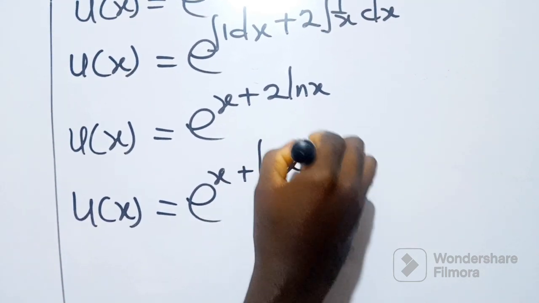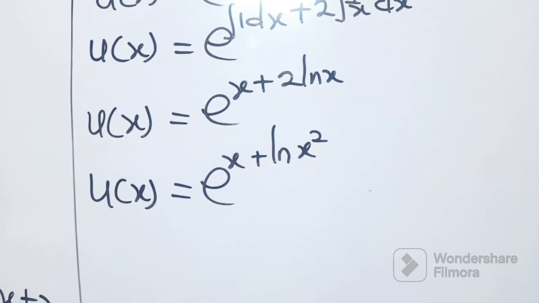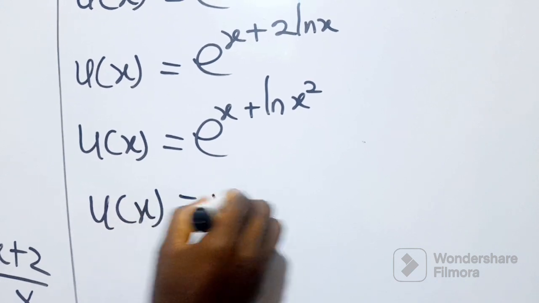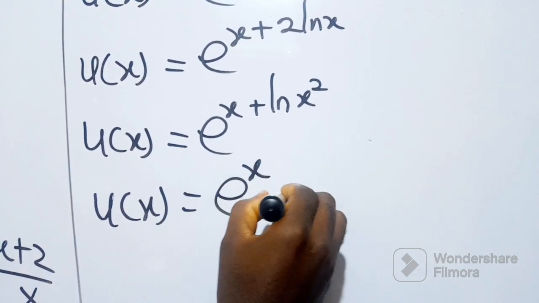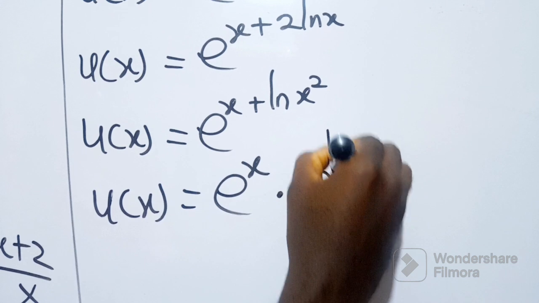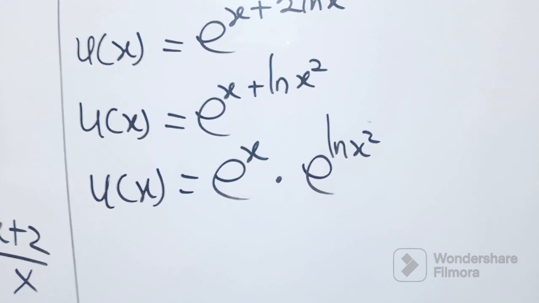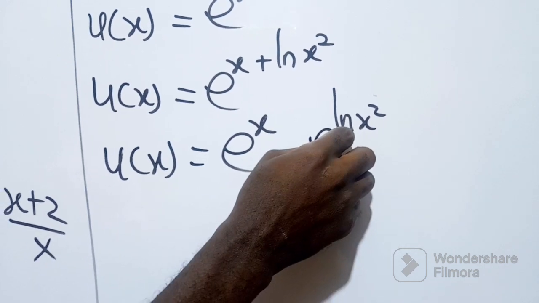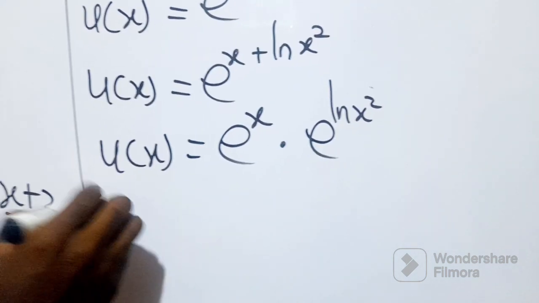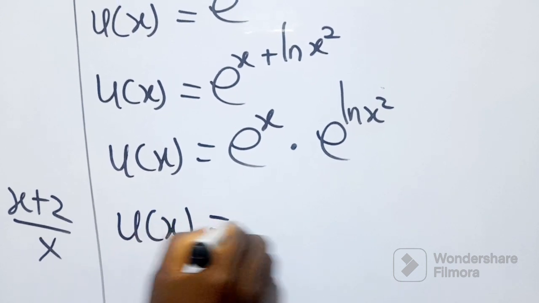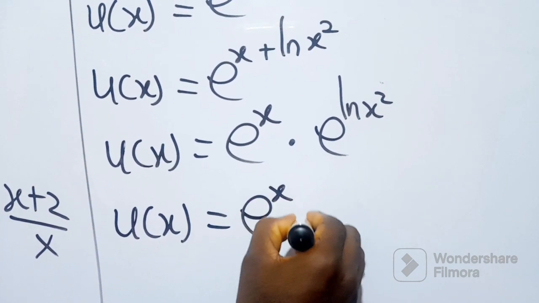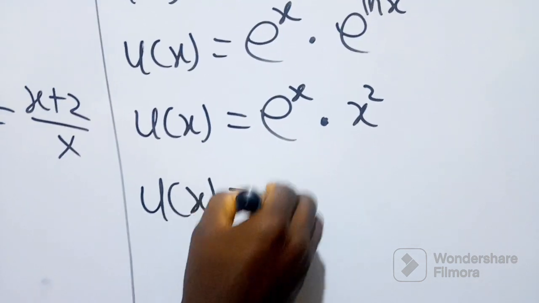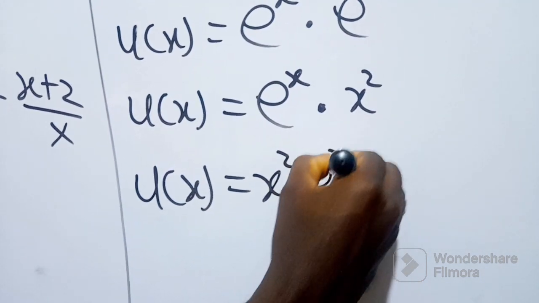So our integrating factor u of x will be equal to e exponent x plus ln x squared, using the law of logarithms. So we can rewrite this as e exponent x times e exponent ln x squared. Remember, when the exponential function meets the ln function, the answer is just the function there. So our u of x will be equal to e exponent x times x squared. So the integrating factor u of x becomes x squared e exponent x.